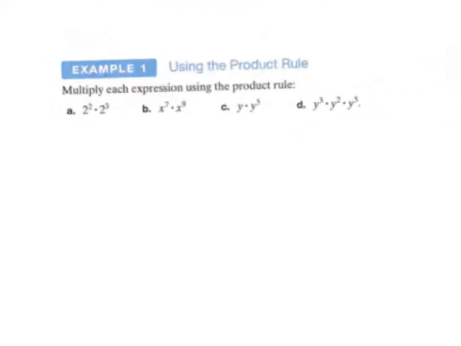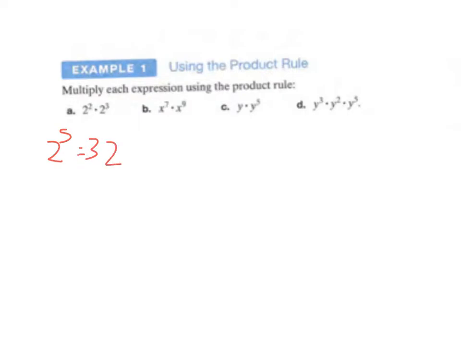All right, first thing we want to do is multiply polynomials, but we need to understand how to multiply exponents. So in this case, we add exponents when we're multiplying. So 2 and 3 gives us 2 to the 5th power, which is 32. Now that's pretty easy with numbers, but let's do variables.